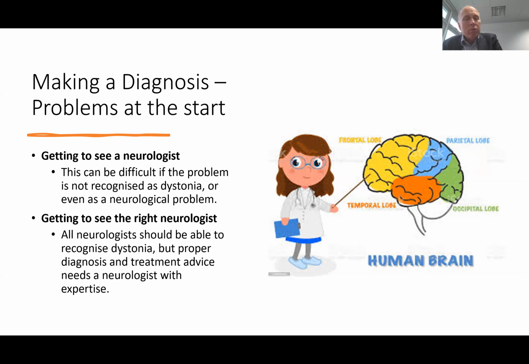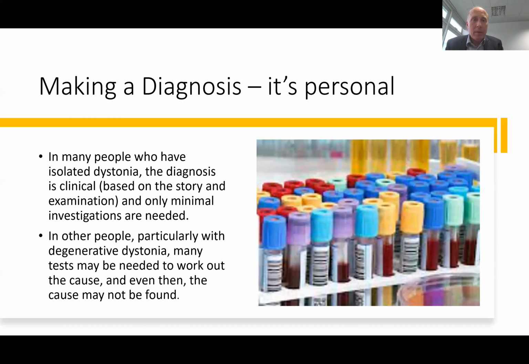But even though all neurologists should be able to recognize dystonia and to say, well, you have dystonia, getting a more detailed diagnosis and treatment advice really needs you to see a neurologist with the right kind of expertise. So there is a specialty within neurology called movement disorders, and movement disorder specialists would see people with dystonia alongside people with other kinds of movement problems, for example, Parkinson's disease or Tourette syndrome. So seeing a movement disorder neurologist should be the best way of not only getting a diagnosis of dystonia, but really understanding exactly what is causing it and getting the right kind of treatment advice.